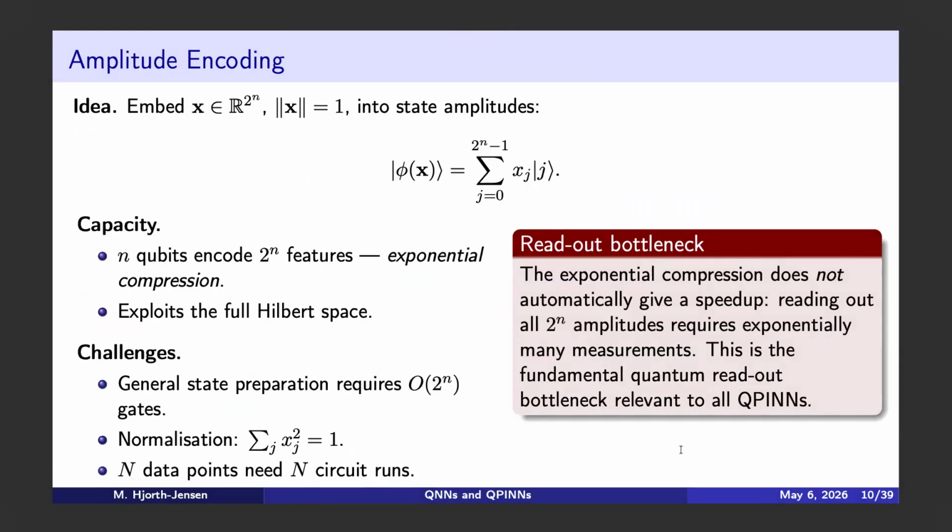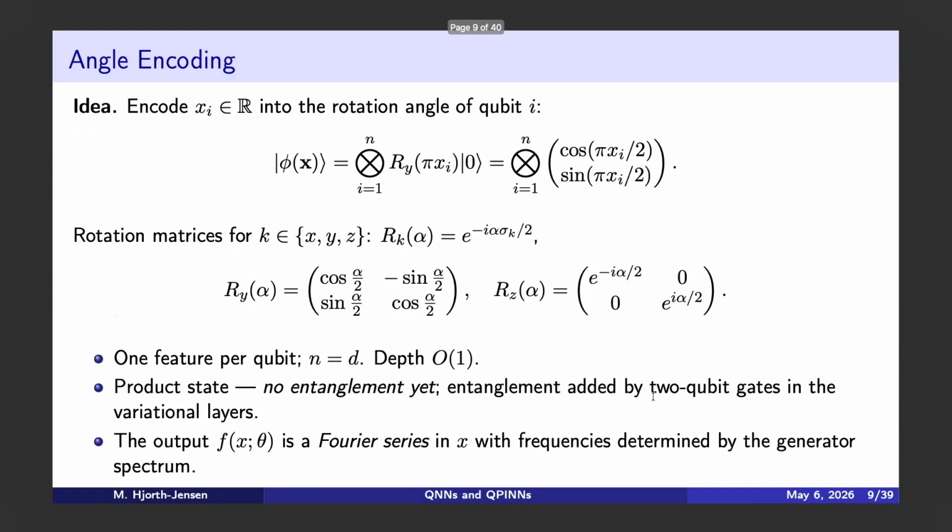So amplitude encoding is also another way of doing this. And the bottleneck here is actually the readout, because the exponential compression does not automatically give a speed up. And reading out all the 2 to the n amplitudes requires exponentially many measurements. So this is normally the fundamental quantum readout bottleneck, which is relevant, for instance, if you're dealing with quantum physics-informed neural networks. So this is also used in the studies of quantum physics-informed neural networks, amplitude encoding or angle encoding.